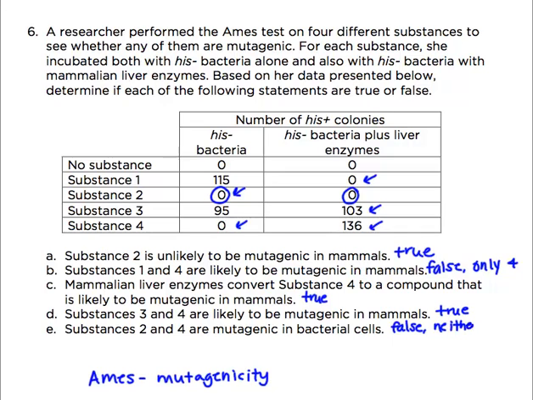Now this might be a little confusing because substance 4 does give revertant colonies, but remember that's only after you add the liver enzymes. And of course, bacteria are just single-cell organisms, and they don't have a liver, so they don't have these liver enzymes to make it mutagenic. Okay, so this goes over the Ames test. It's very important to see what chemicals or anything can become mutagenic and maybe carcinogenic in humans.